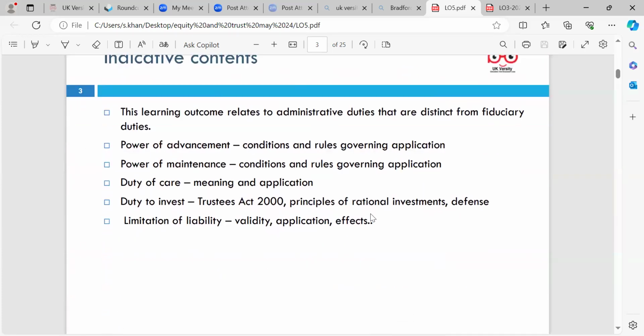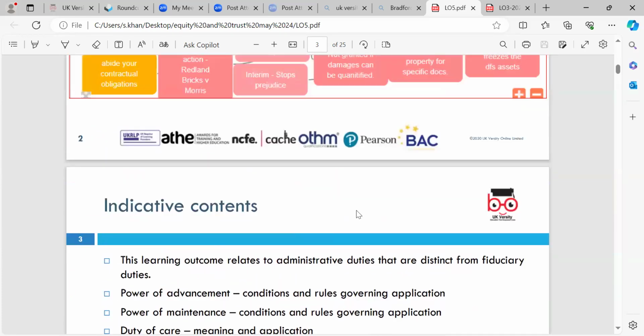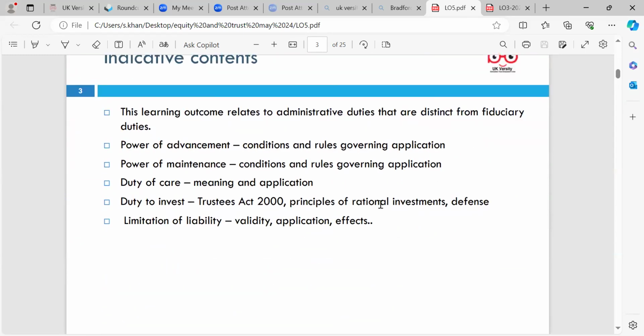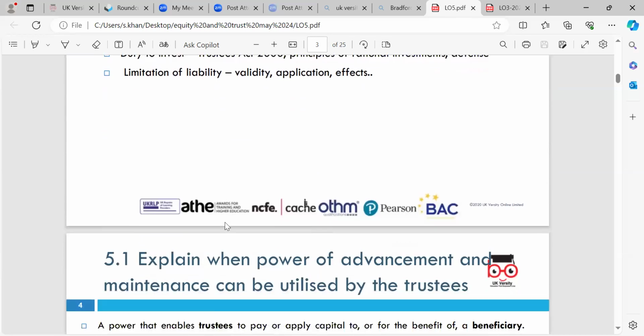So the indicative content, just giving you a brief overview of what we did in the last session, but also an overview of the remedies, and then moving on to the indicative content. So the learning outcome relates to administrative duties that are distinct from fiduciary duties. Powers of advancement, which are conditions and rules governing application. Power of maintenance, which are conditions and rules governing application. Duty of care, the meaning and application. Duty to invest: Trustees Act 2000, principles of rational investments, defence and limitation of liability.